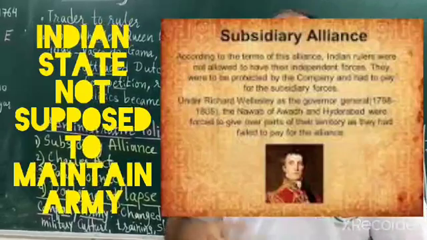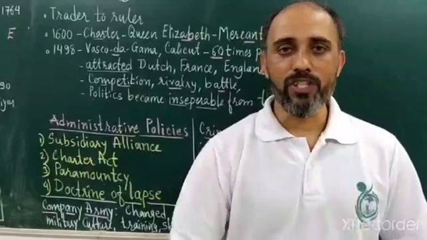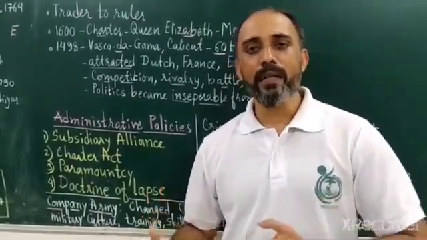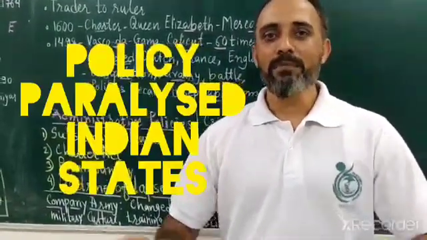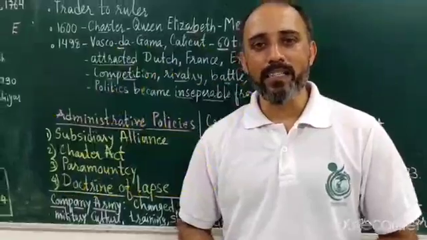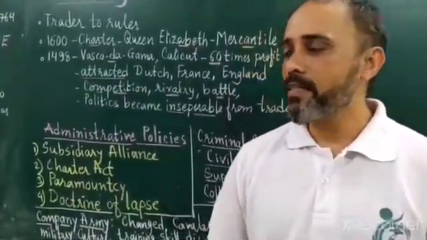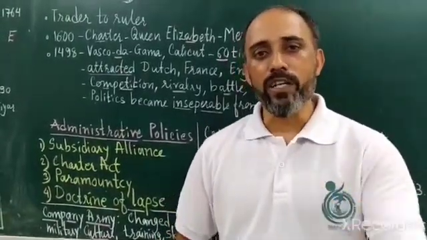Instead of that, the company will maintain the military for the state, and whenever the state requires security, at that time they will provide them with the military force. This way the Indian states were paralyzed. This was not even known to Indian states. And the first state that signed the subsidiary alliance, after the death of Tipu Sultan, was the Wadiyar family from Mysore.